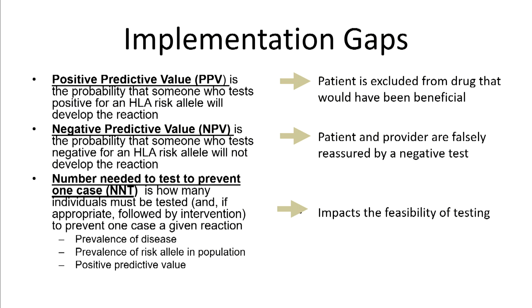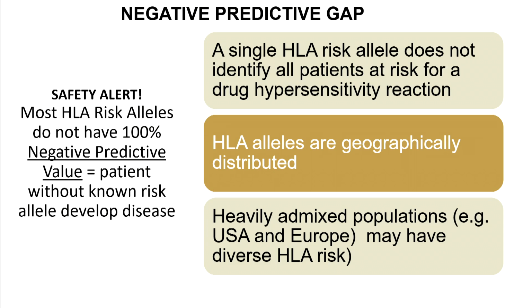So these implementation gaps, which from a safety standpoint, the most critical one is really the negative predictive gap, and that means that if you have an HLA allele that's been discovered in another country or geography, it doesn't mean that that's going to apply to your population, and you may miss cases if you treat it like abacavir and B5701 and say that we can just screen, we can give the drug to everyone that's negative and they won't get a reaction. That's not the case for the majority of these reactions, and that's what I'm going to focus on the next few slides.